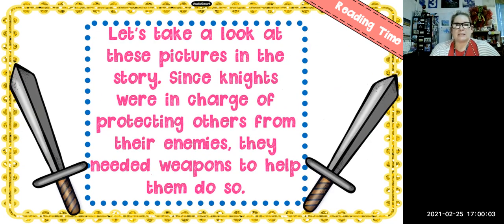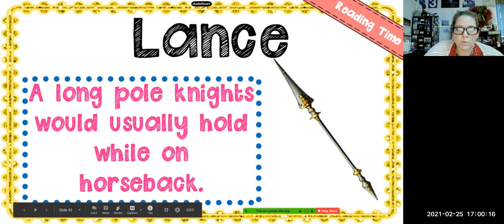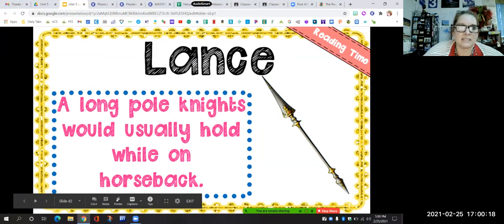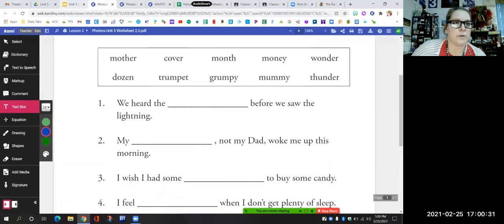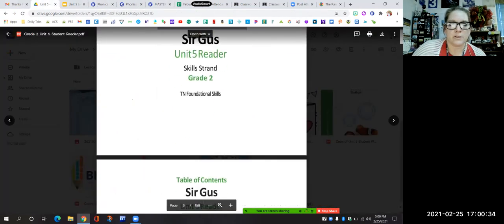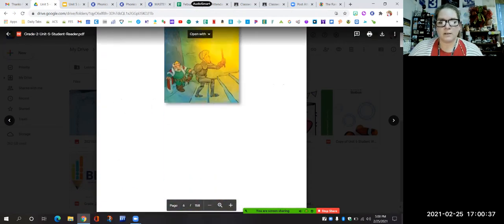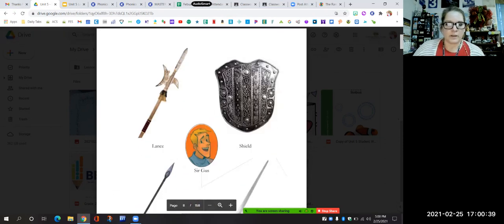So let's take a look at some pictures in the story. Since knights were in charge of protecting others from their enemies, they needed weapons to help them do that. So our first weapon is called a lance. Okay. And if you look at it very carefully, it's a long pole that knights would hold on to while they were on horseback. Let me show you a picture of an actual lance. Okay, here we go. Here's a lance.